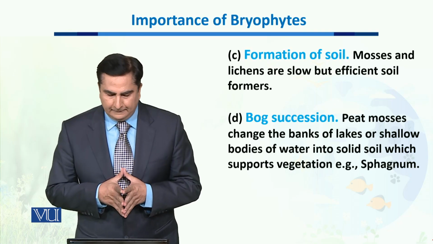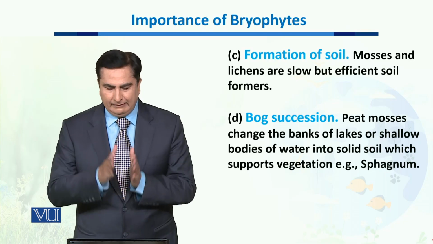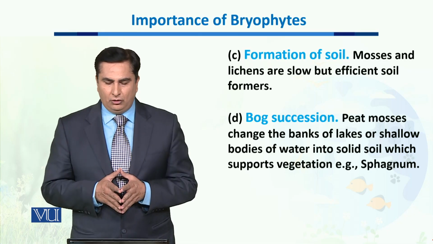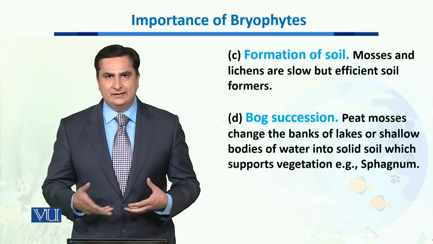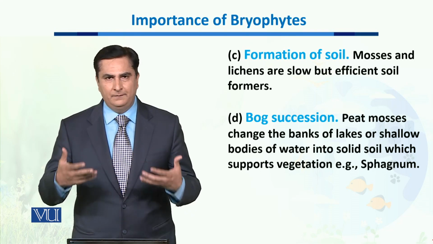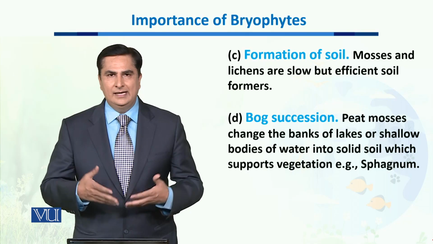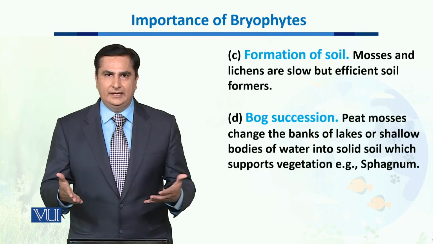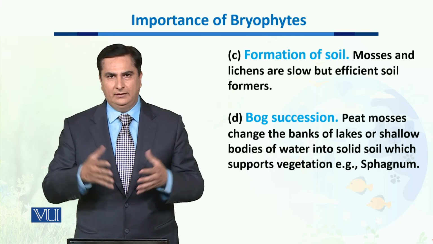Also in the bog succession, peat moss especially changes the banks of lakes or shallow bodies of water into solid soil, because they suck the water out of that muddy water or muddy soil and transpire it into the air. Thus, it creates solid land out of those water bodies.